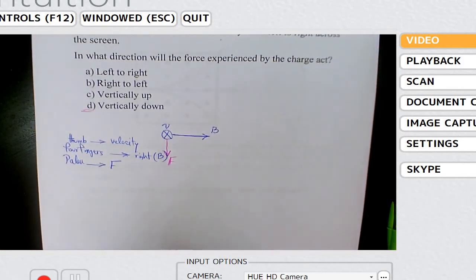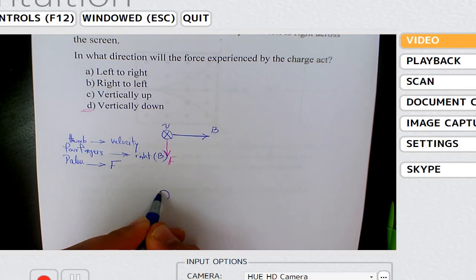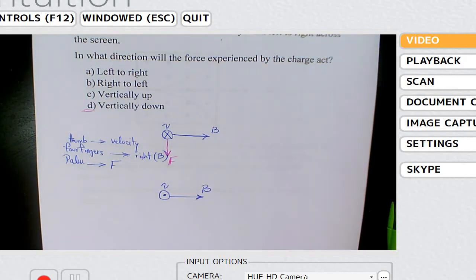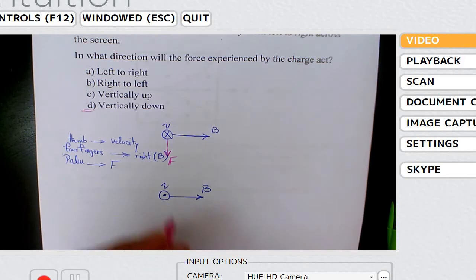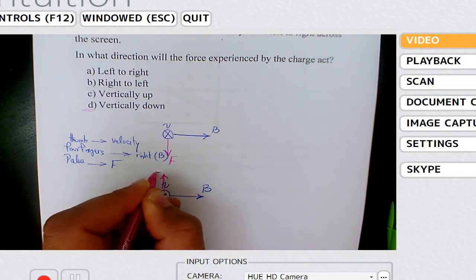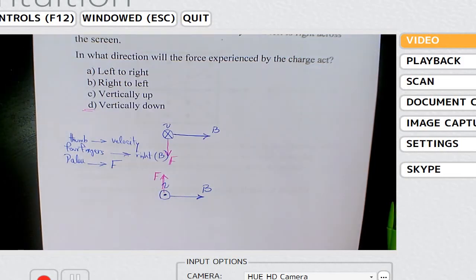Now, if we had velocity coming out of the screen and B was going to the right, in that case, if we are dealing with a positive charge, force is gonna go up. Again, same procedure for right hand rule.